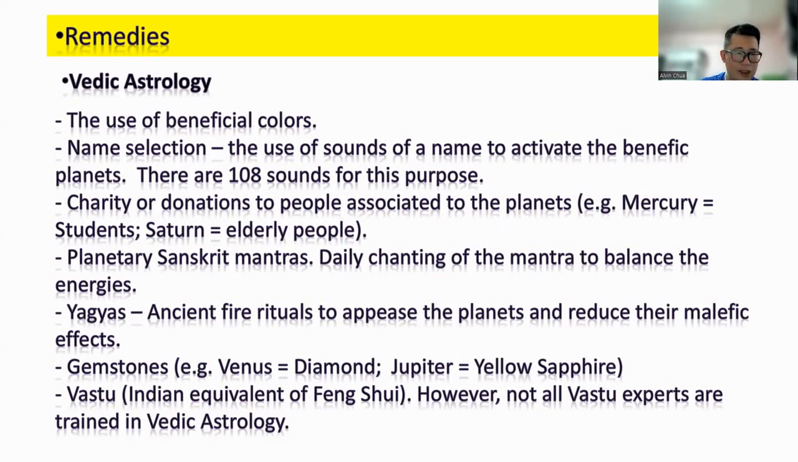The next one is charity or donation to people associated with the planets. If there is a planet we want to remedy because it is afflicted, we want to make it stronger, or it's causing affliction and we want to appease it, we make donations to the people in society related to that planet. In Vedic astrology, certain classes of people in society represent certain planets. For example, Mercury represents students, so anything we do with students is also associated with Mercury. Elderly people are related to Saturn. So if your Saturn is causing affliction in your chart, we will do charity or donations to an old folks' home to appease Saturn.